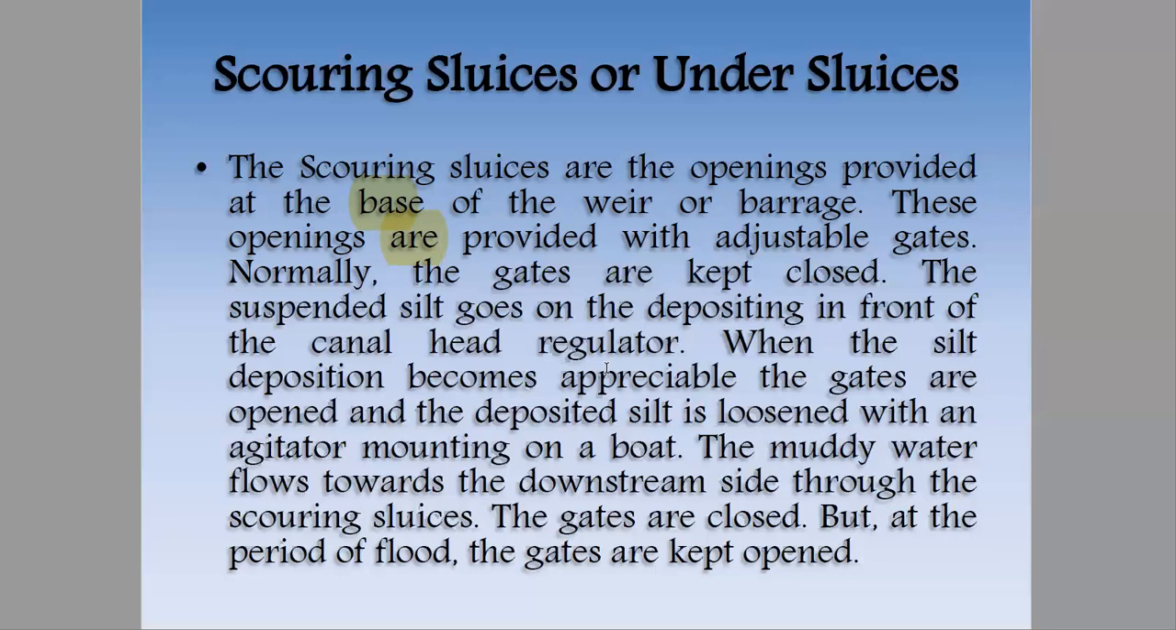When this silt deposition becomes appreciable, means beyond the desired or limited level, the gates are opened and the deposited silt is loosened with an agitator mounted on a boat, and these agitators loosen the silts and clear that. The muddy water flows toward the downstream side and through the scouring sluices. Okay, so these agitators mounted on a boat loosen the deposited silts, and that muddy water created there flows to the downstream side.